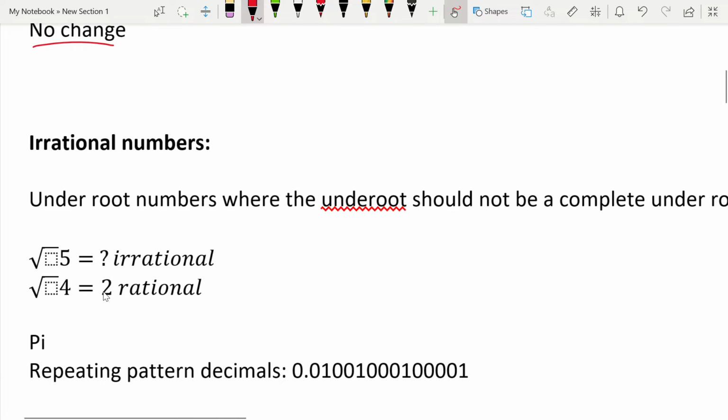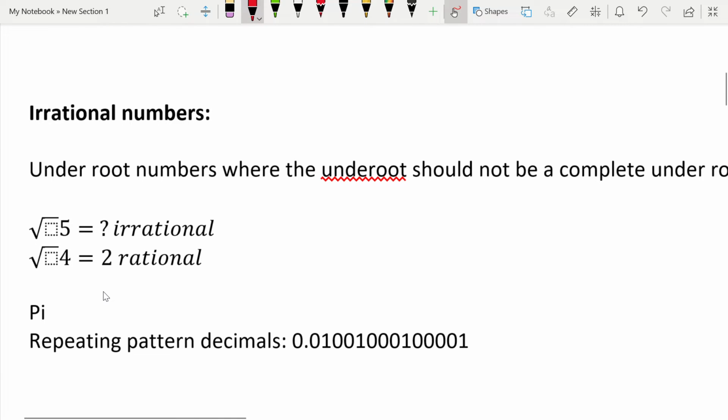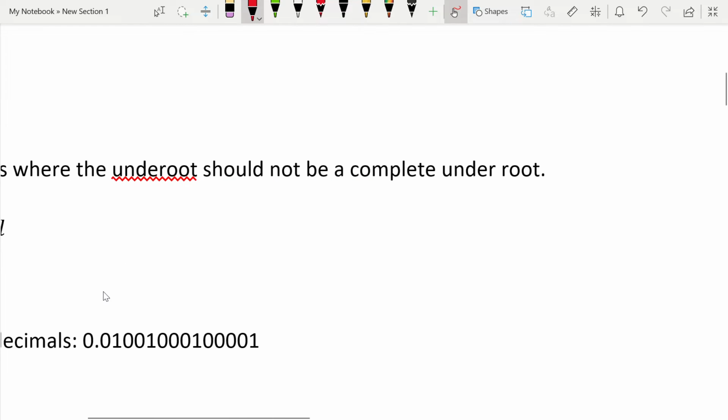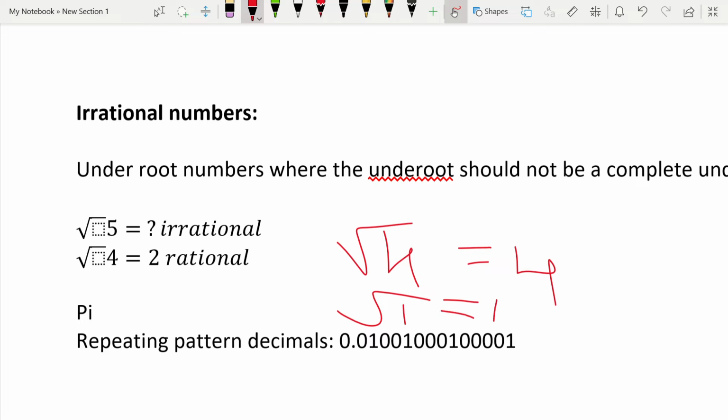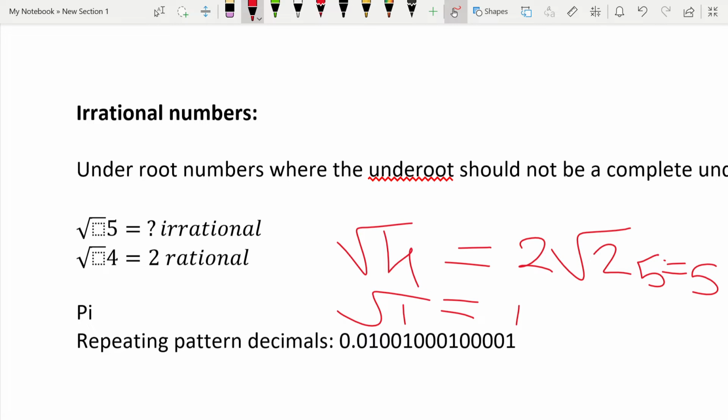Irrational numbers. What are irrational numbers? Underroot numbers, where the underroot should not be a complete root. So what's a complete root? A complete root is like, if you have under root 4 is equal to 2, under root 1 is equal to 1, under root 25 is equal to 5, right? So those are complete roots.